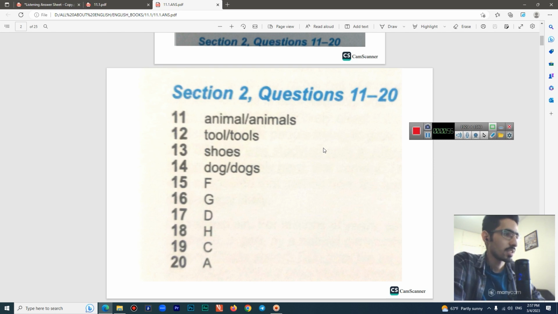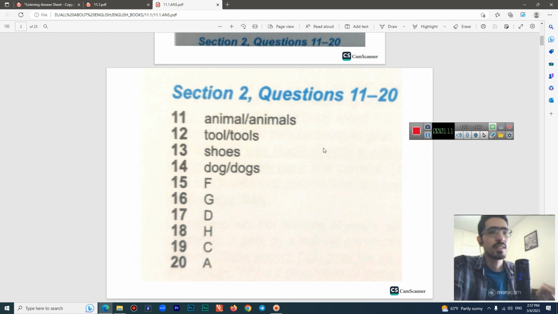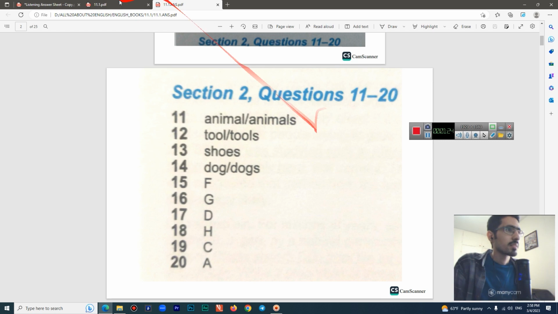F, G, D, H, C, A. Oh, I wrote CB. Oh, you can see I wrote CB. All of them are correct, but I have one mistake. CB, no, CA. I don't know why. We have to check it. Actually, the end of that map was a little confusing. I didn't really understand. But yeah, let me see.